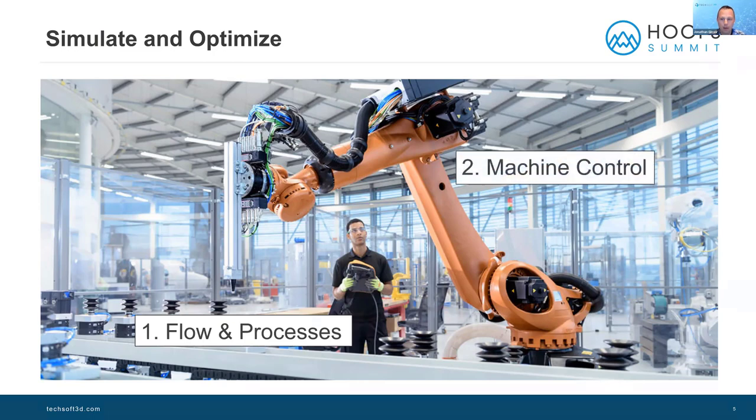We're also going to talk about the actual machines in that factory. How do we simulate and optimize their control? So the robots, the CNC machines, the inspection machines. And then lastly, we're going to take a look at the human element and how do we improve operations now that we have all of this data?